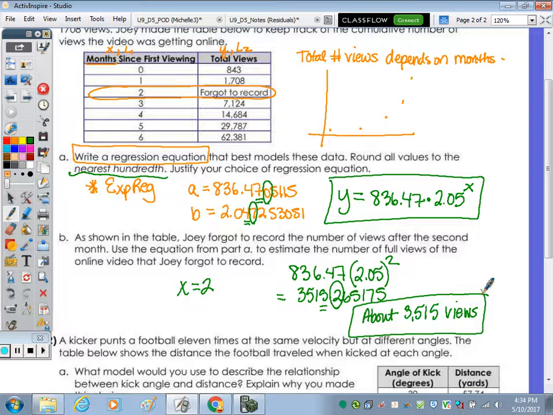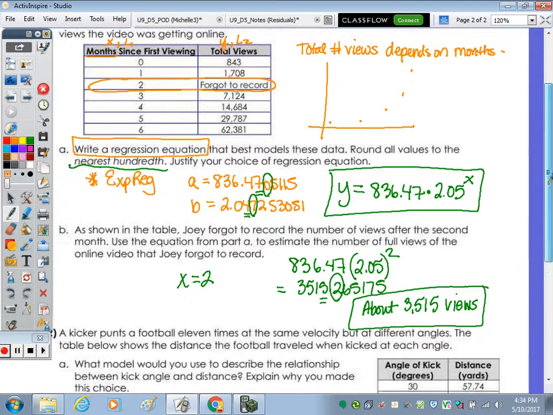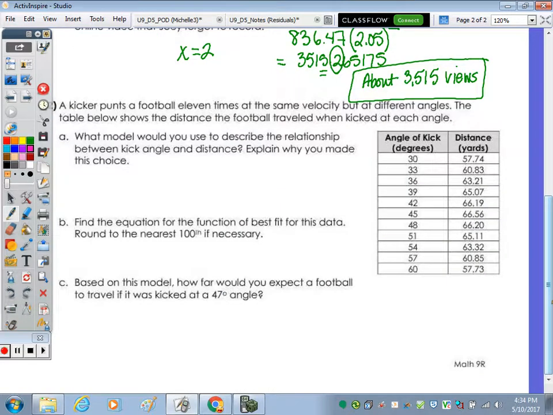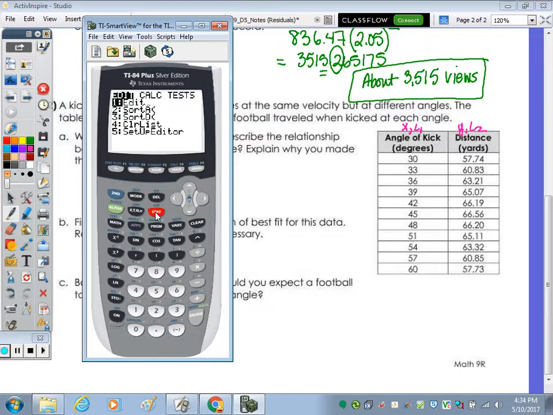All right, last one. A kicker punts a football 11 times at the same velocity but at different angles. The table below shows the distance the football traveled when kicked at each angle. So we can't calculate the distance until they kick it. So this is our x, or list 1, and this is y, which is list 2. So let's take a minute to enter the data. Remember, to get rid of the data in each, you go over the L1, L2, and hit clear. Okay, so take a minute to enter the numbers.